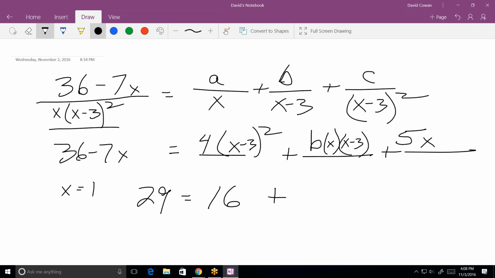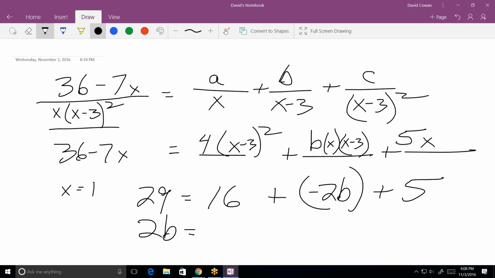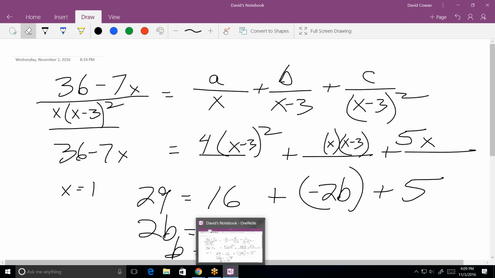Plus b minus 2b, minus 2b, plus 5. Now if I take 2b on the other side, bring all the numbers to the right, I get 21 minus 29, minus 8, b equals minus 4. Okay, so I believe this method can be used whenever you do not have an irreducible quadratic.